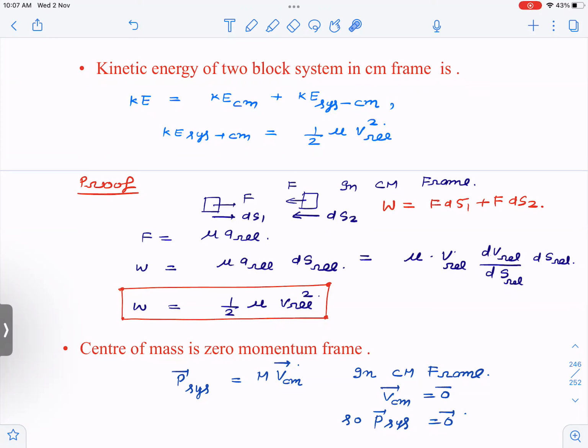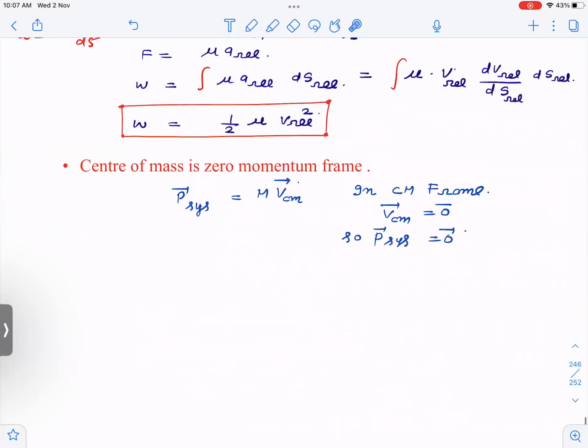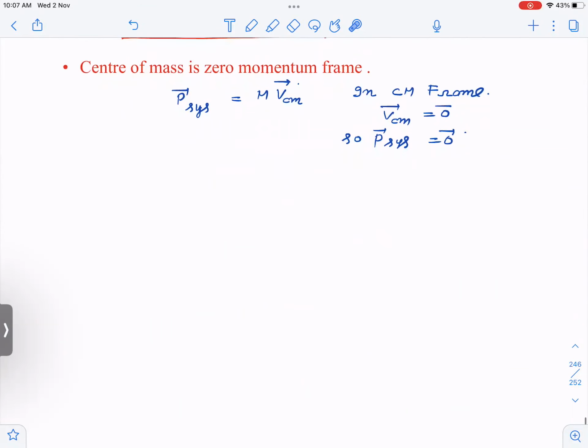Now a relative we can write as v dv by ds. Since a is relative acceleration, the velocity will be relative and the displacement also will be relative. So if you write this here, v relative dv by ds into ds, ds cancels. Integrate this. If you integrate this, you get W is equal to half mu v relative squared, right? Very, very important formula. Okay, so the last and very important property is that the center of mass is a zero momentum frame.